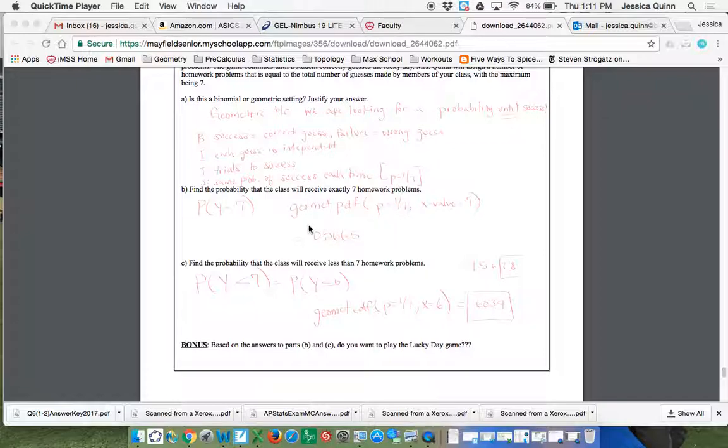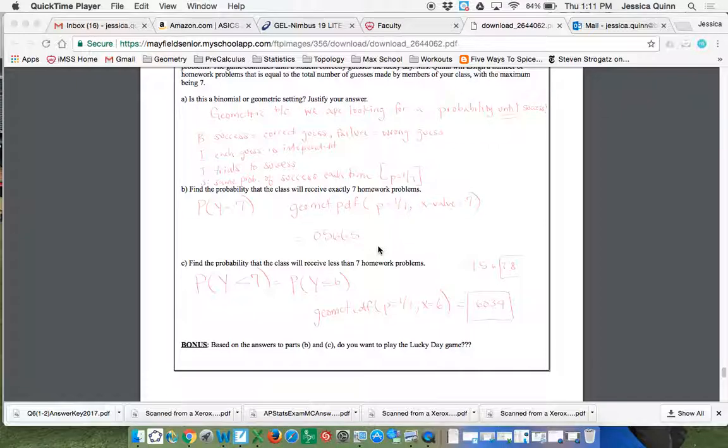Okay, part B says, find the probability that the class will receive exactly 7 homework problems. So we're doing y equals 7. So it's with your calculator. Okay, I would practice doing this in your calculator to make sure you got it. So it's PDF because it's equal to, my probability of success is 1 over 7. And then the x value is 7. So we're saying on the 7th time you get success. And so there's about a 5.7% chance that you guys would have exactly 7 homework problems.